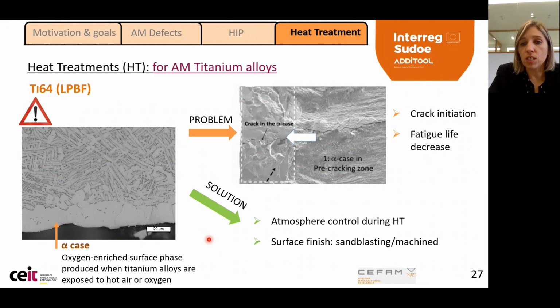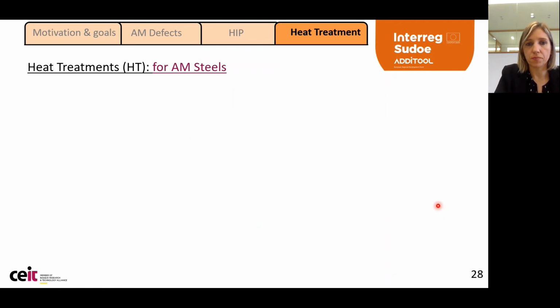And the solution for this is to try to control the atmosphere during the heat treatments. So we have to be sure that the atmosphere that we are using is low in oxygen, but even if we are able to reduce this alpha case formation, sometimes we still need sandblasting or machining for the surface finish in order to remove it and to obtain the higher mechanical properties.